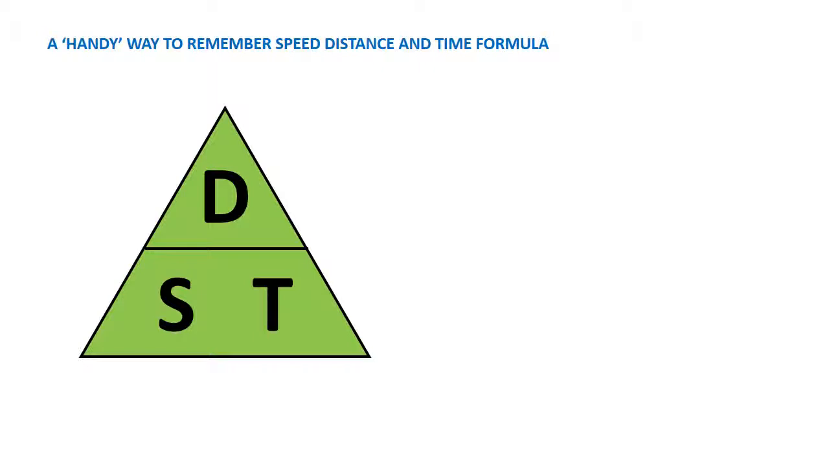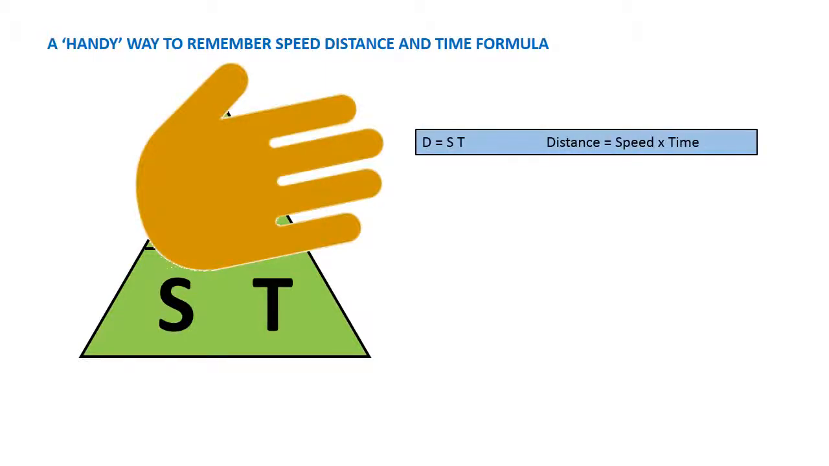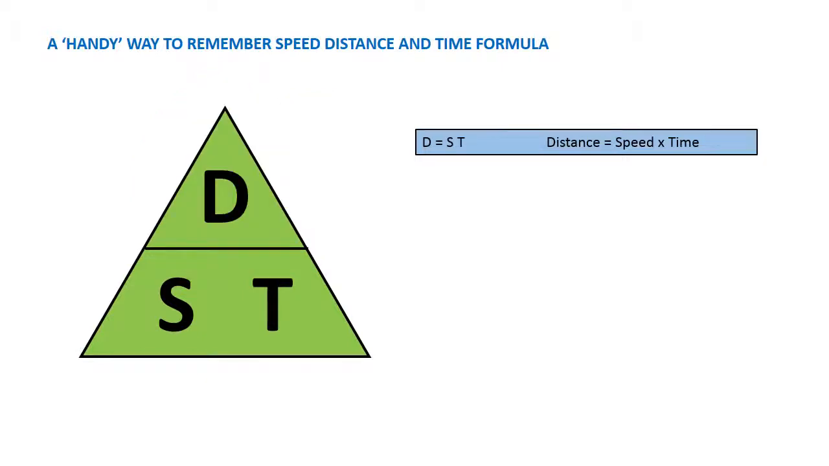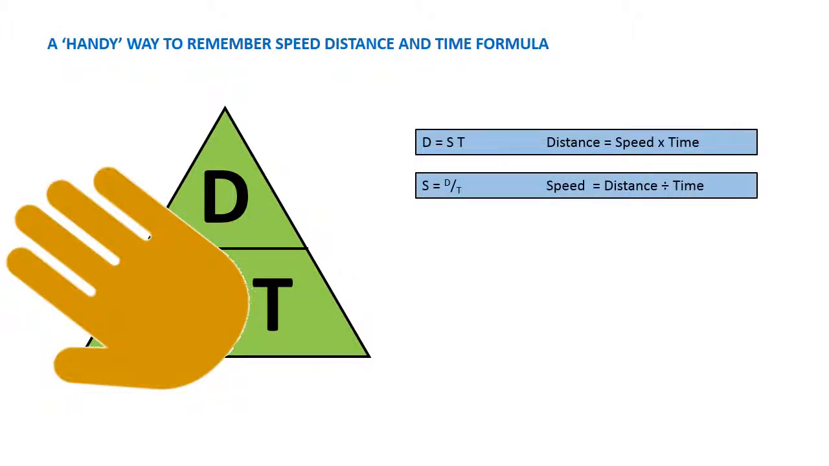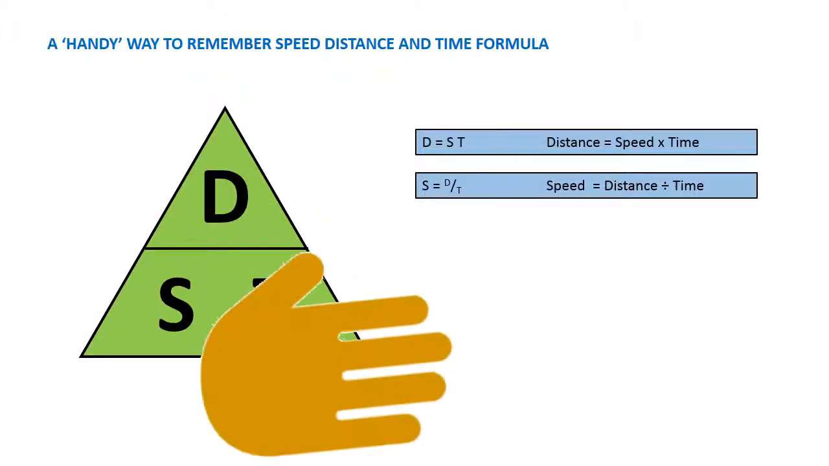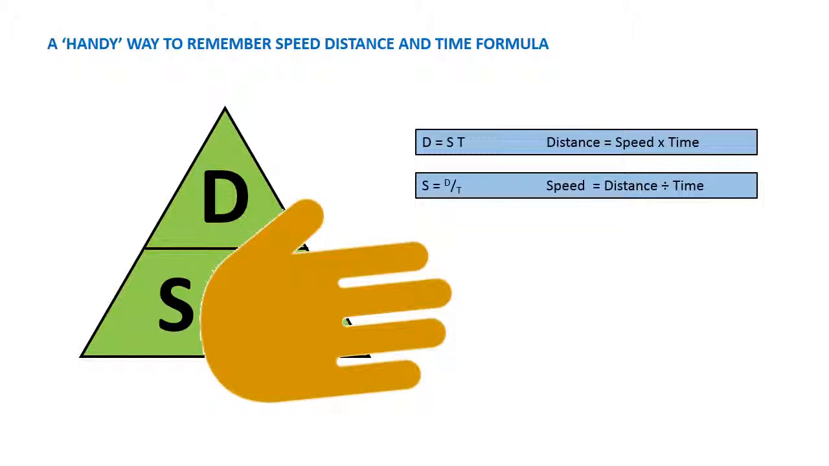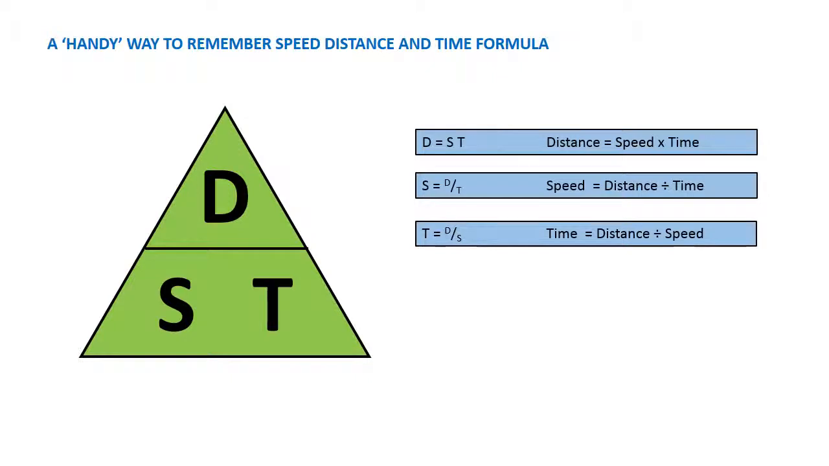So for example, if we want to find our formula for distance, cover up D and you'll find that D is equal to S times T, or distance is equal to speed times time. If you want a formula for speed, then cover up S and you'll find out that S equals D over T, or speed equals distance divided by time. And if you want to find out a formula for time, then cover up T. T equals D over S, or time equals distance over speed. 3 formulas are summarised by the one handy device.